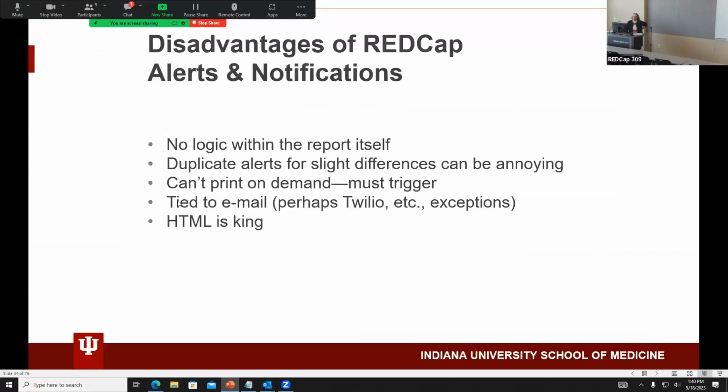I just have this note here tied to email, perhaps Twilio, et cetera, exceptions. We definitely know that there are ways you don't have to go through an email. We actually do one of our surveys that has gift cards associated with it. We do ask them if they prefer text, and so we text them their gift cards, we text them their stuff, but because we're using CalcText, we're not actually using Twilio.